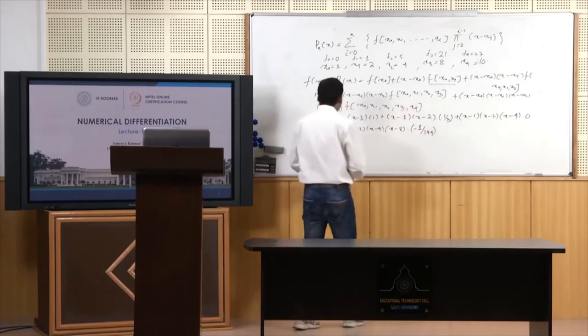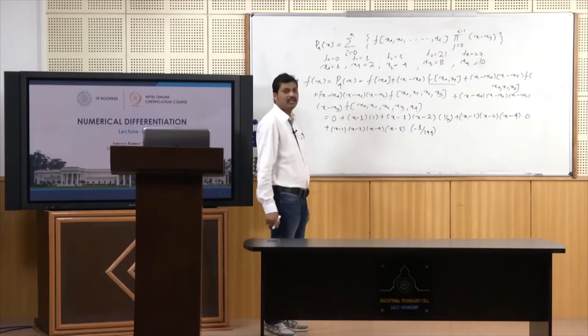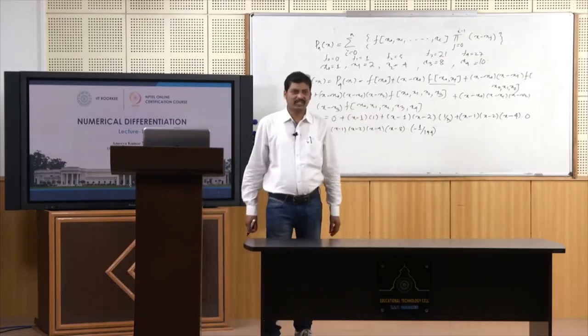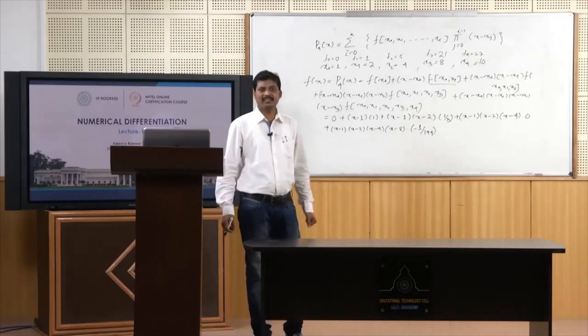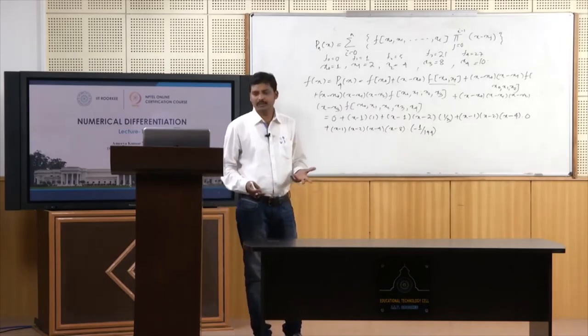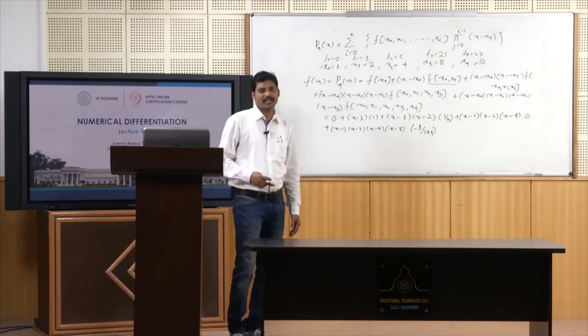So, if we can just multiply all these terms here, then we can obtain this polynomial in the form of x only. Obviously, if this polynomial is expressed in the form of x, we can directly apply the derivatives to get the differential form of this polynomial P4(x).